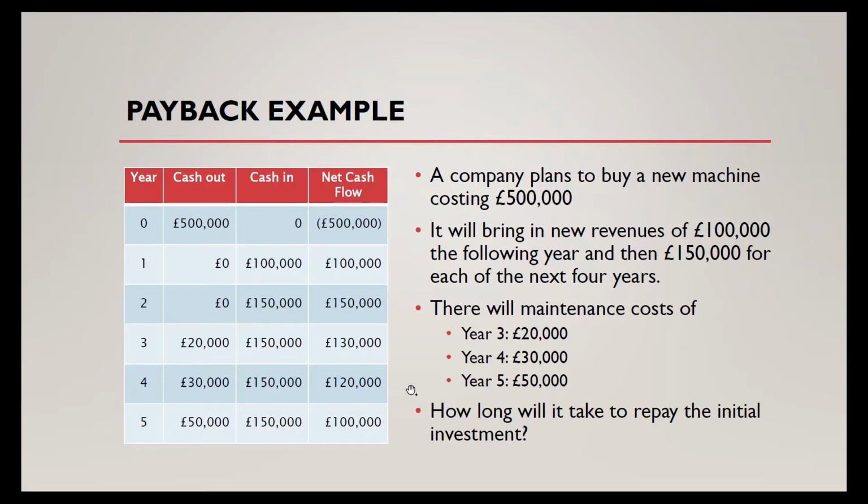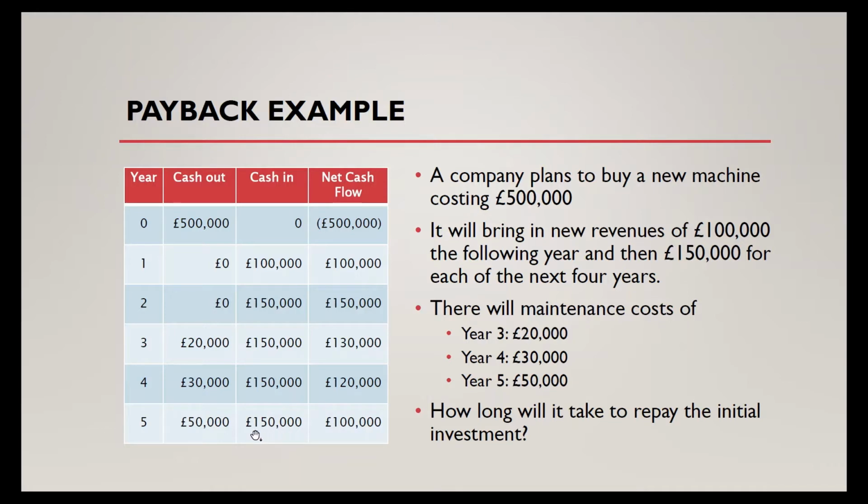And for the last year, year 5, we have a 50,000 pounds maintenance cost. The maintenance cost usually increases because as your machine gets older, you need to fix it more frequently. So year 5, 50,000 pounds, and the cash in is the same, 150,000 pounds.